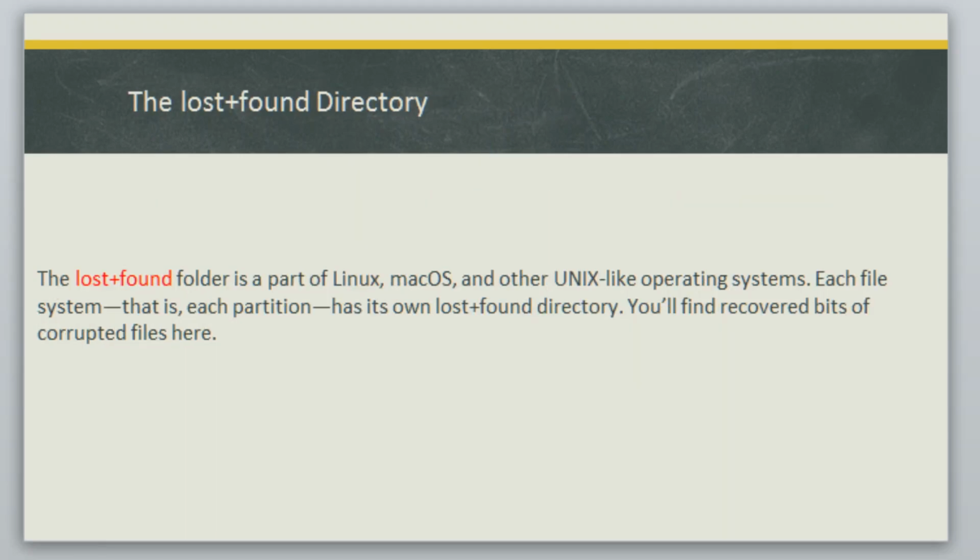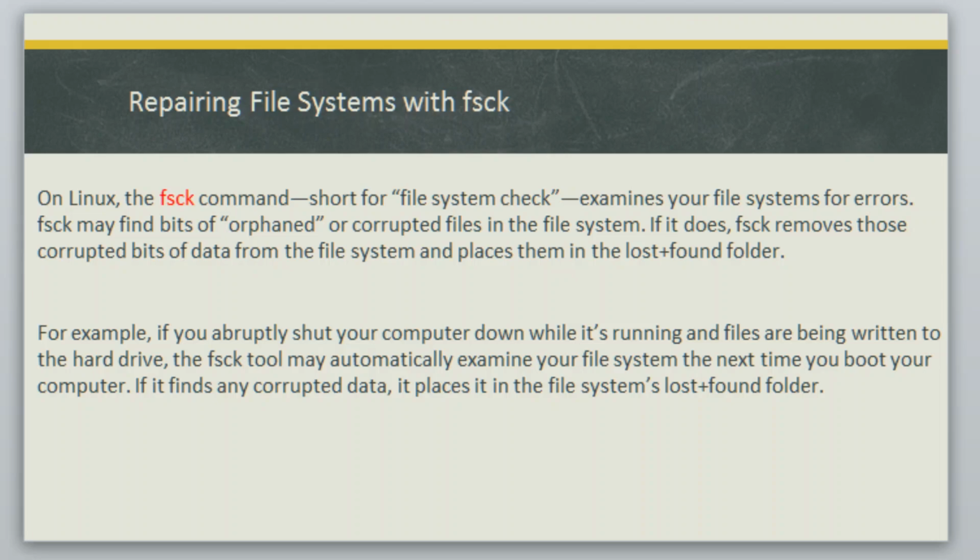Next, we're going to talk about the lost and found directory. The lost and found folder is part of Linux, Mac OS, and other Unix-like operating systems. Each file system, that is, each partition, has its own lost and found directory, and you'll find recovered bits of corrupted files here. So when we run that fsck command, which is short for file system check, it examines your file system for errors. fsck may find bits of orphaned or corrupted files in the file system. If it does, fsck removes those corrupted bits of data from the system and places them in that lost and found folder we were just talking about.